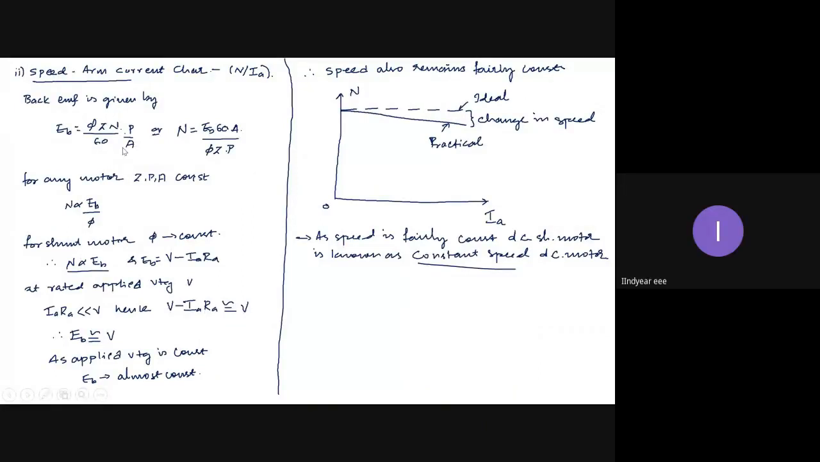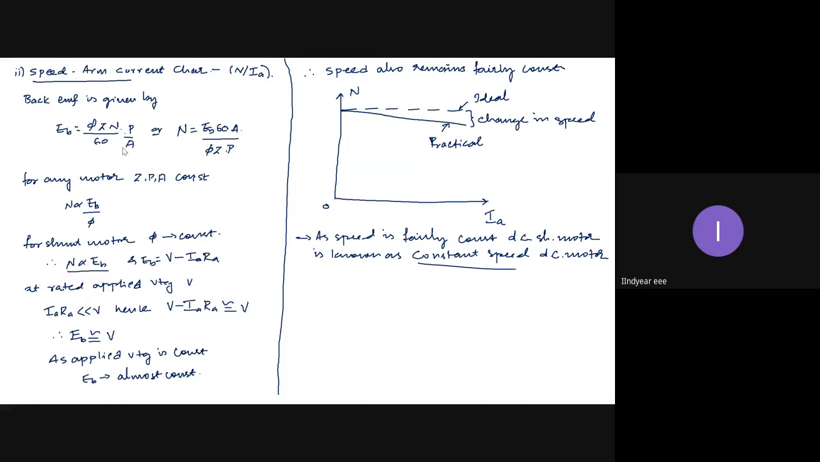In the speed armature current characteristic, the speed is proportional to EB by phi, where phi is constant for a DC shunt motor, and EB will remain almost constant as IRA is very small when compared to the full load voltage V or full rated voltage V. Hence EB also fairly remains constant, therefore speed remains constant. Because of this reason, my DC shunt motor is known as a constant speed DC motor.